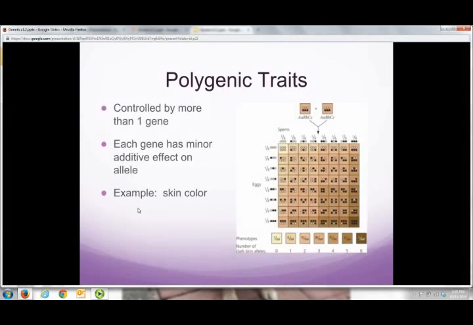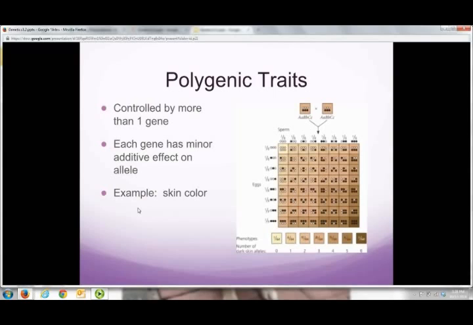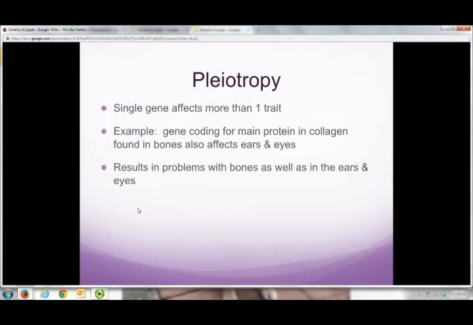With polygenic traits, these are controlled by more than one gene. Each gene has a minor additive effect on the allele. An example would be skin color, and because this is a polygenic trait, that allows us to have greater variation and different gradations of skin color.